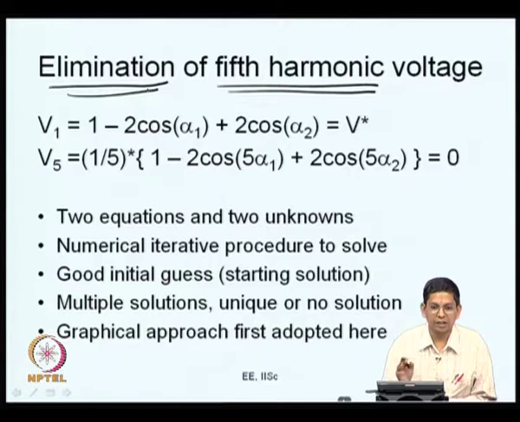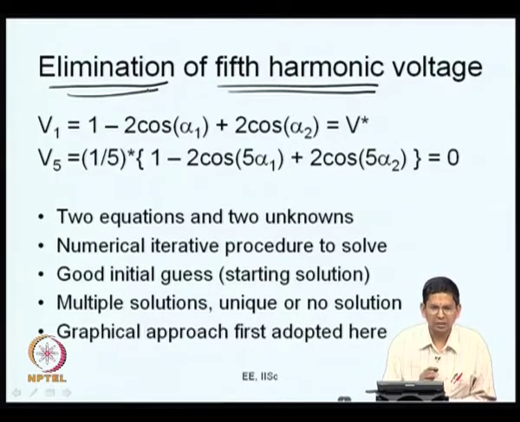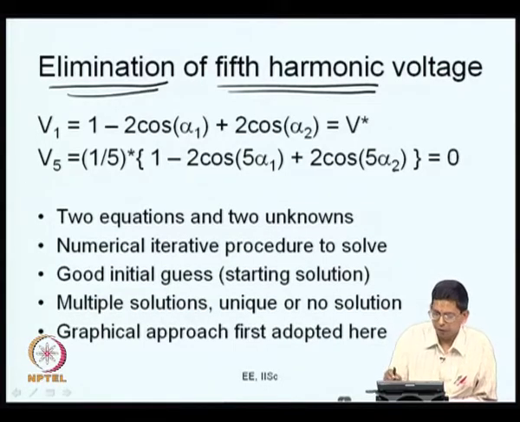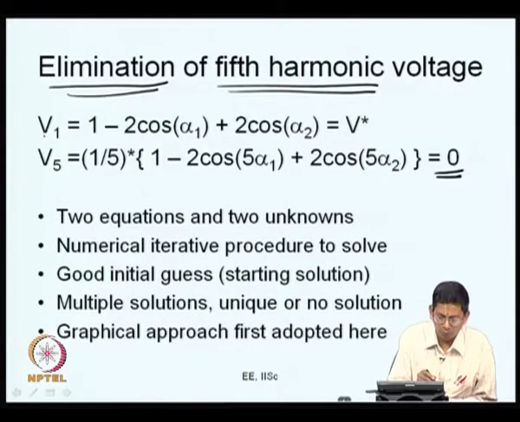Well, 7th, 11th are also going to cause some problems. Eliminating 5th harmonic by itself might not be a very good idea. It can cause pulsating torque in motor drives, as we will see a little later. But let us say I want to eliminate fifth harmonic now. I am not worried about all that. My intent is to eliminate fifth harmonic, so I am making that equal to 0. So, what I want is a fundamental voltage V1, and that is given by 1 minus 2 cos alpha 1 plus 2 cos alpha 2.